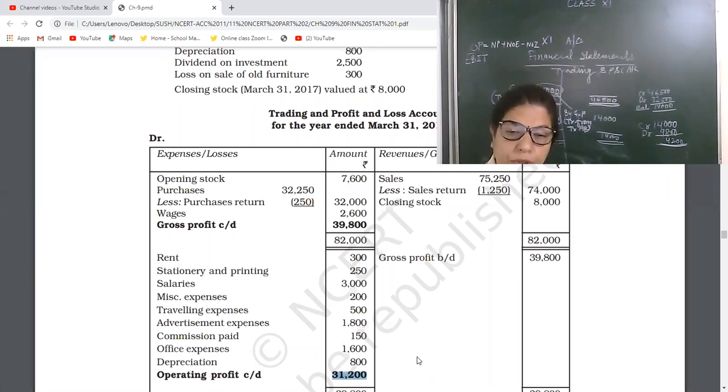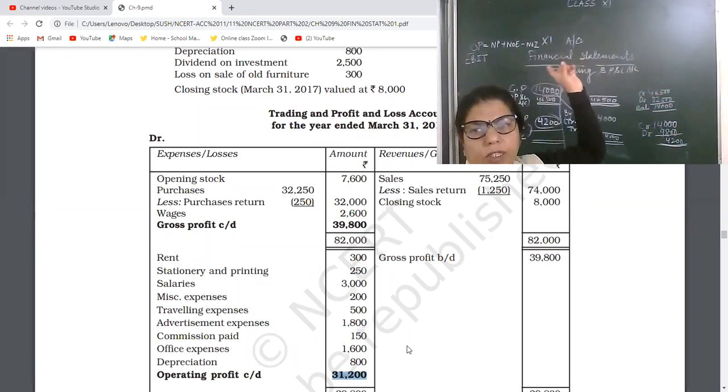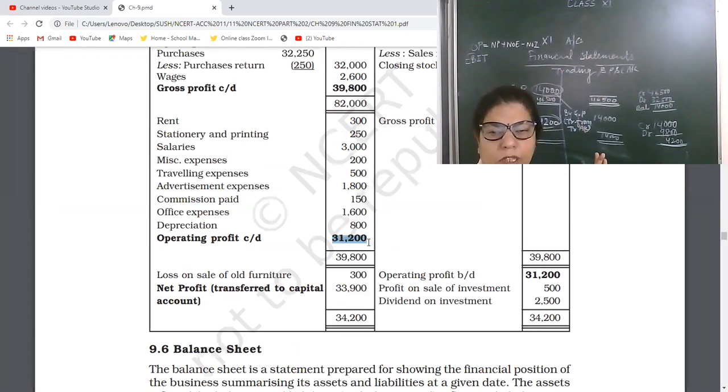You can do it this way also. Otherwise, the easiest way is to use the formula. The easiest way to calculate the operating profit is with the help of the formula. Now see, this operating profit to be transferred. Now all the non-operating income. Non-operating income means those incomes which are not related with the routine activities of the business.